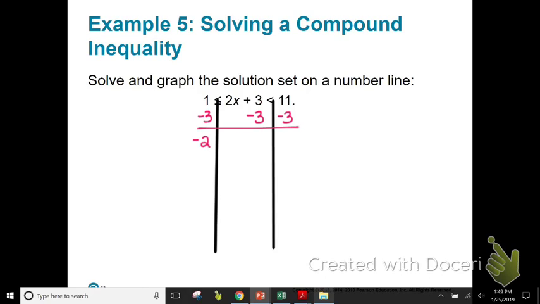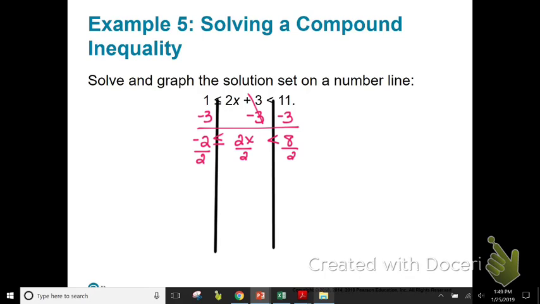So we have negative 2. My inequality doesn't change. 2x, the 3 cancels. Inequality didn't change. And we get 8. Then what? How do we get x by itself? Good. Divide by 2. So every piece here is getting divided by 2.